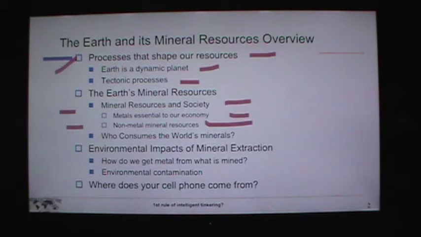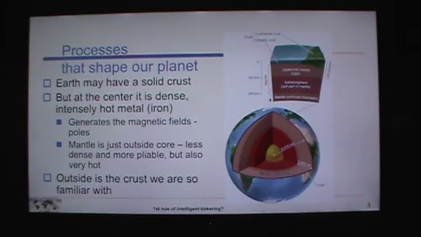We just don't think of them as being minerals. Who consumes most of the world's minerals? Well, you could guess. We'll get there in a minute. Environmental impacts of mineral extraction. How do we get metal from what is mined? There's a process that all the stuff we mine has to go through, and the inevitable environmental contamination. And the question of where your cell phone comes from. Everybody's got one, I think.